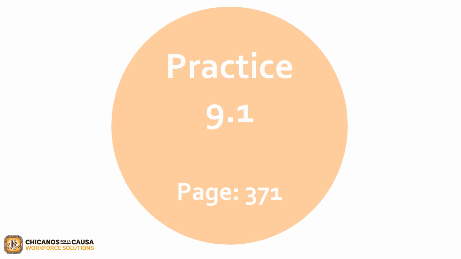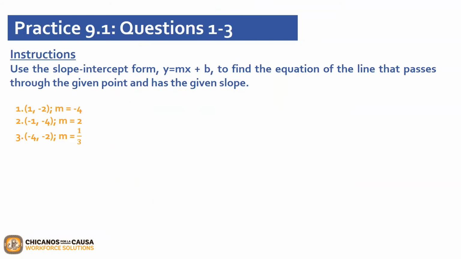Now let's move on to practice 9.1, found on page 371. At this time, use the instructions provided, pause the video, and try to work through the problems on your own. You're going to use the slope-intercept form y equals mx plus b to find the equation of the line that passes through the given point and has the given slope. Once you have worked through it on your own, go ahead and click play.